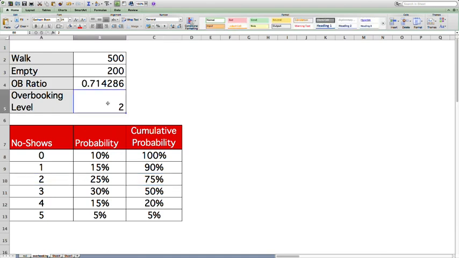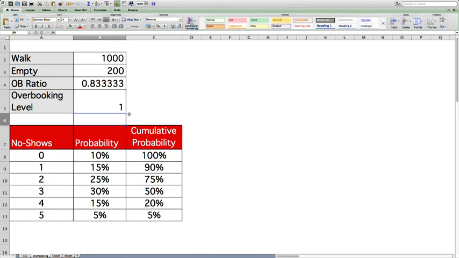Let's just try a different example here. I'm going to get rid of this overbooking level. Let's say that our cost of walking was actually not $500, but it was $1,000. Okay, and so now my overbooking ratio goes up. And so as 0.833, I look for the first cumulative probability that's larger than that. It's 90%, and my corresponding number to overbook by is 1, okay?